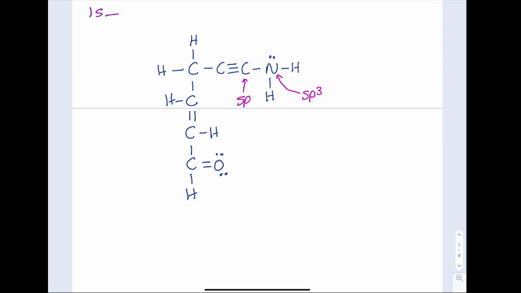I would like you to do the rest of it yourself. So please hit pause, go through and label the hybridization on all of the other atoms that can hybridize, right? Hydrogen can't. And then when you're ready, hit play again and you can check your answers.